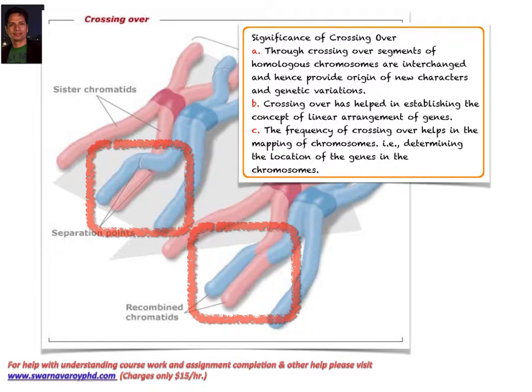Now, crossing over has helped in establishing the concept of linear arrangement of genes. So we know that the genes are arranged in a linear fashion, and scientists have known that by crossing over. And also the frequency of crossing over helps in mapping of chromosomes, that is, determining the location of genes in the chromosomes. That's all we can do by studying crossing over.